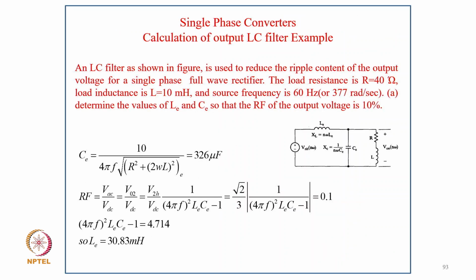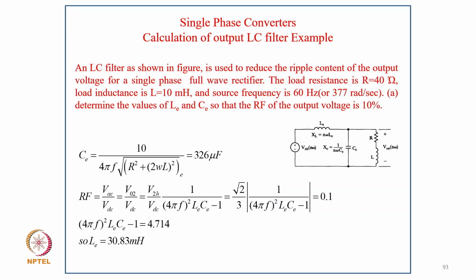So now an LC filter as shown in the figure is used to reduce the ripple of the output voltage for a single phase full wave rectifier. The load resistance R is 40 ohm and the load inductance is 10 ohm, and the source frequency is 60 Hz or 377 radian per second. So determine the values of L and C so that the ripple factor is 10%. So you can see the equivalent circuit, how after the diode rectifier the LC filter is used with the load.